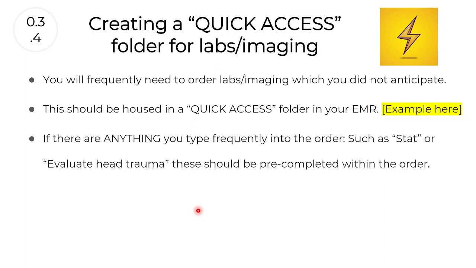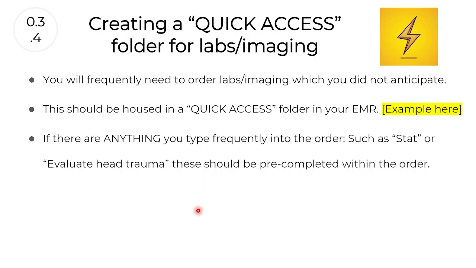All right, last thing here that I will discuss in terms of labs and imaging orders is something very important, and I'm going to show you my example as well. The truth is you will frequently need to order labs and imaging which you did not anticipate. Whether that's a CT brain for a headache that you didn't really think was going to need one, a CTA chest, abdomen, pelvis looking for a dissection, or whatever it may be. These are just things that are not super standard that you have to add on. And I would urge you to create a folder in your EMR, and I call mine Quick Access. That's my Quick Access folder.